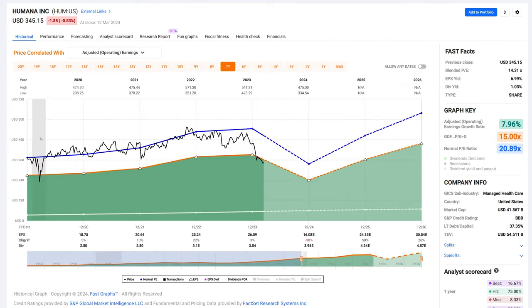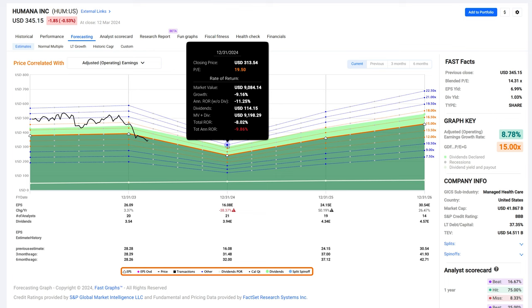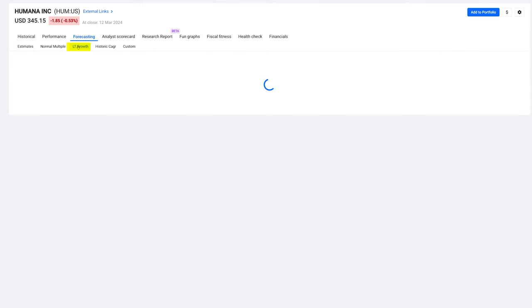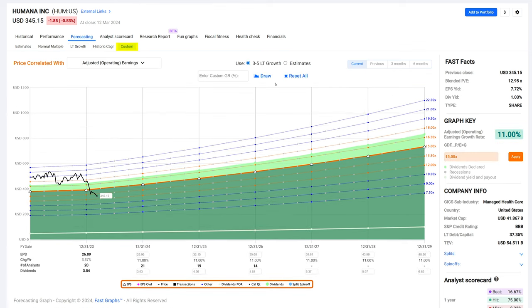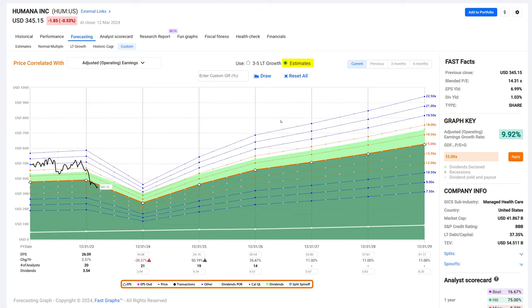That 20 multiple is based on how the analysts were pricing this stock before we came into this particular fiscal year coming up now. All right, the long-term growth of the company is expected to be 11%. So if we get past these next couple of years, now I can go into the custom forecaster here and I can add estimates on this graph.